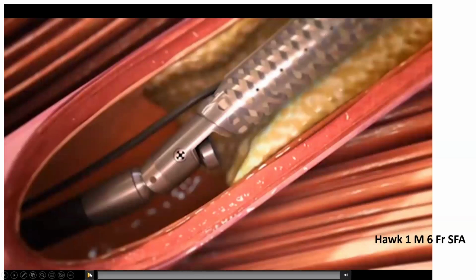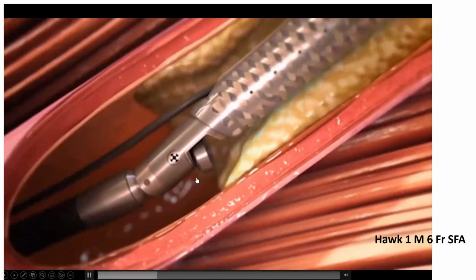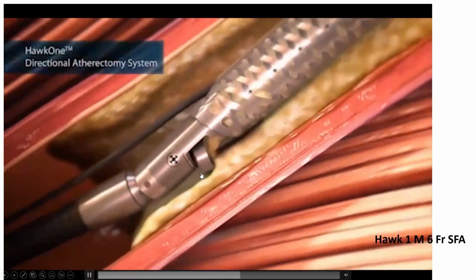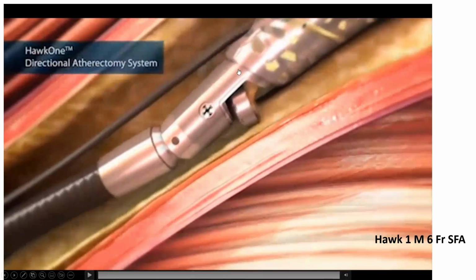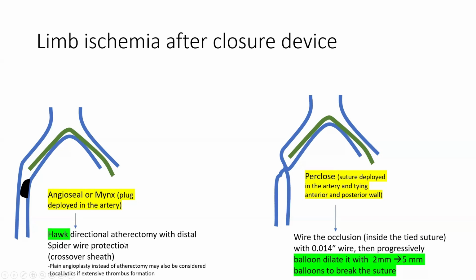And this is how Hawk atherectomy works. It's a directional atherectomy. It slices a plaque, or in this case, the plug, and it packs it into the nose cone. There is a high risk of embolization, but that's why we use the Spider wire for protection. So basically, you're shaving that plug and packing it into the nose cone of the Hawk atherectomy.